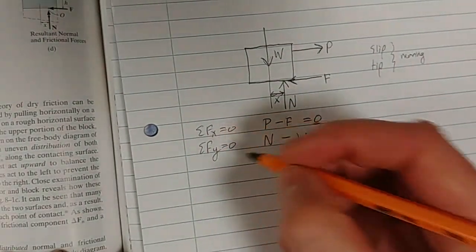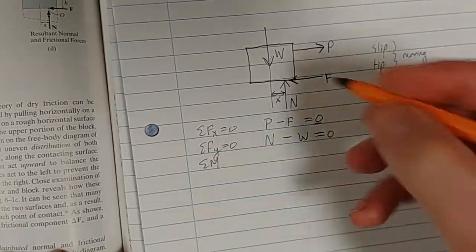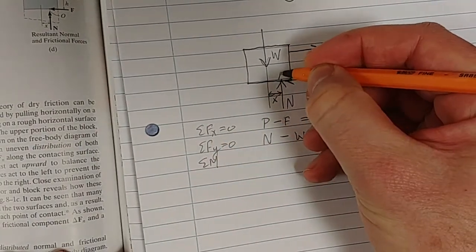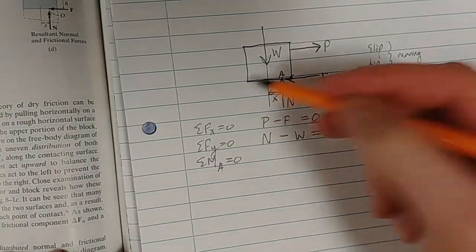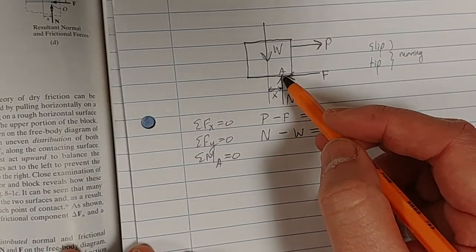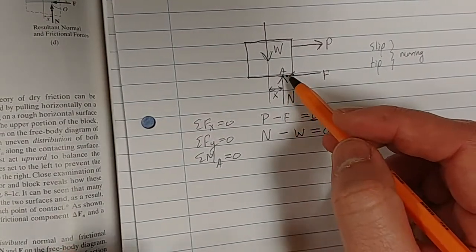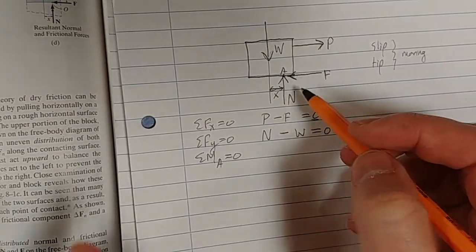But then the other important one which we need is the sum of the moments about, let's take a point about there, let's call it A. Sum of the moments about A equals 0. You can take moments about any point in the universe, doesn't matter. But let's take moments about that point. Why would we do that? Simply because we want to cancel these ones out, right? So we want to simplify it.